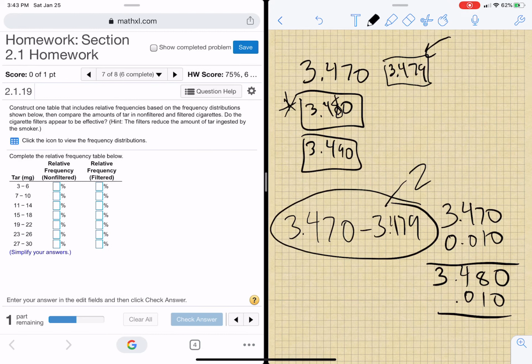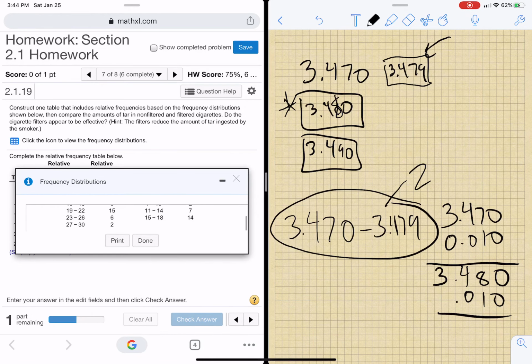Okay, so this one seems a little difficult, but it's not too bad. So what we're going to do is the relative frequency is a percentage of how many cigarettes are in the 3 to 6. It's non-filtered and filtered. Non-filtered and the filtered.